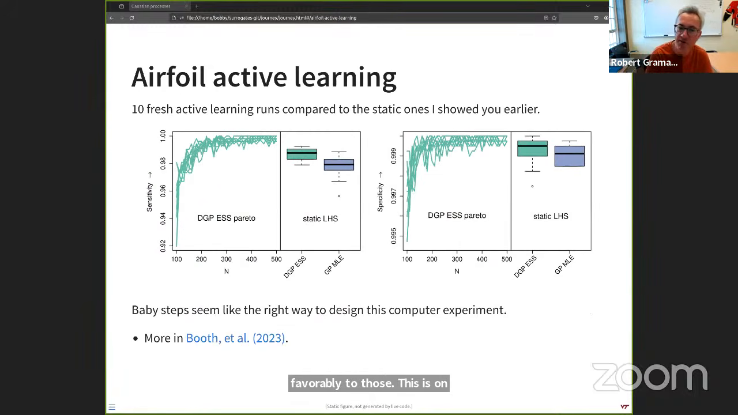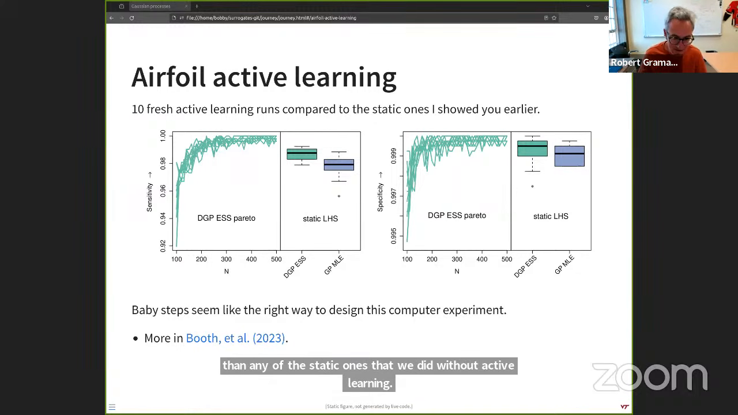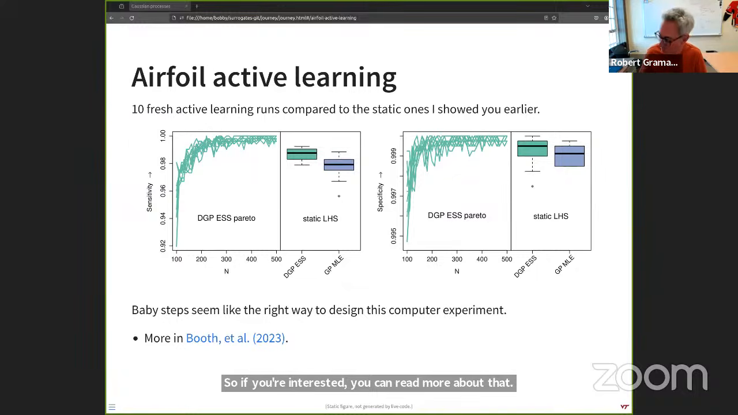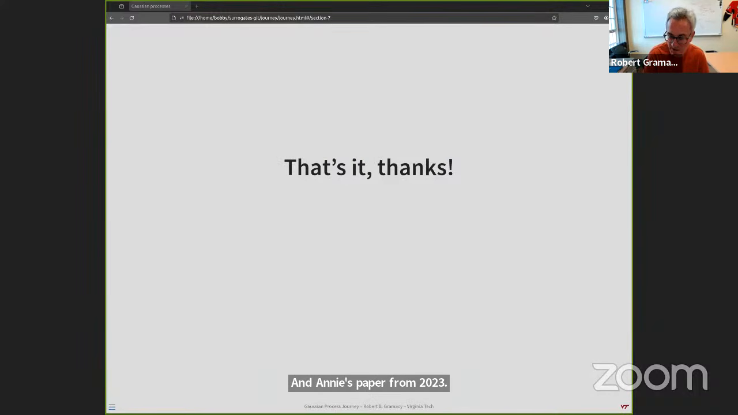When we go back to the airfoil example, we weren't able to do as many repeats because the simulator was expensive to run, but we found that all of our optimally acquired through entropy runs were able to give us better sensitivity and specificity than any of the static ones that we did without active learning. So if you're interested, you can read more about that in Annie's paper from 2023. So that's what I wanted to tell you about.